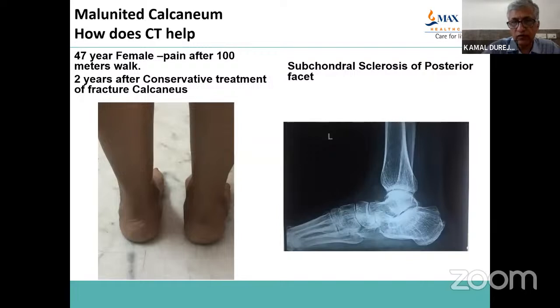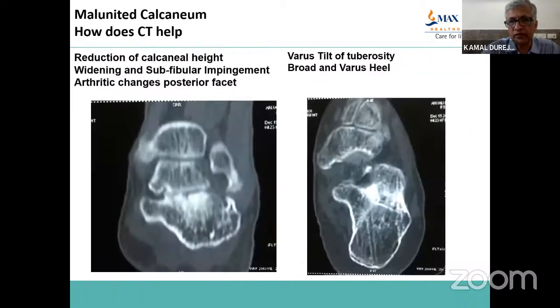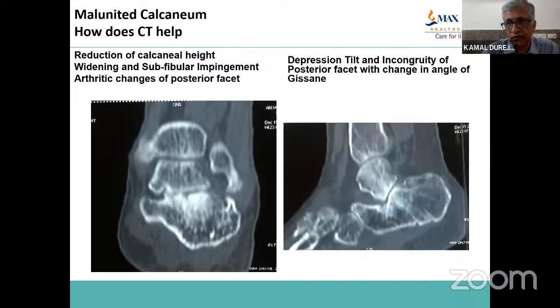Another patient, 47-year-old female, 2 years after conservative treatment, that's the X-ray showing just subchondral sclerosis. But if you see the CT scan, it shows you a clear-cut osteophyte of the fibula, the lateral wall exostosis, the subchondral sclerosis, the reduced joint space, the varus heel, the broadened calcaneum. All this information is readily available to you. And you can see the posterior facet looking forward, looking anteriorly. The orientation is changed because it is depressed. It is an intra-articular posterior facet which has got depressed into the substance of calcaneum and united there only.